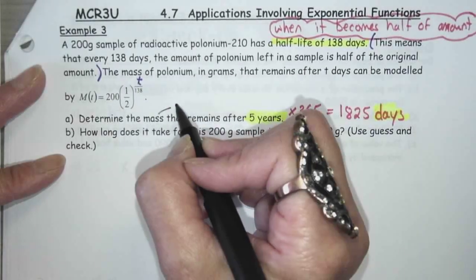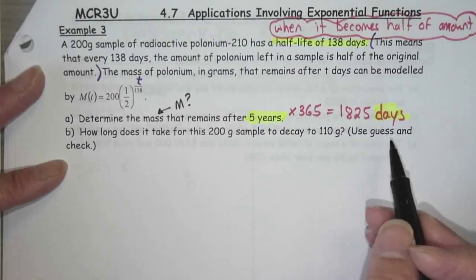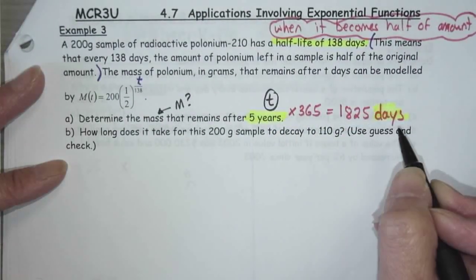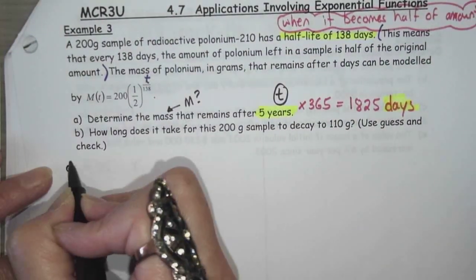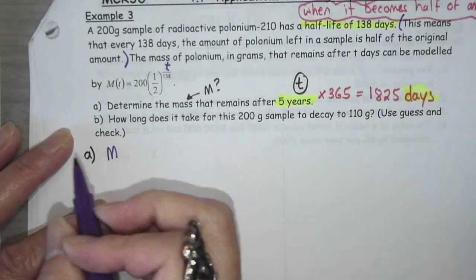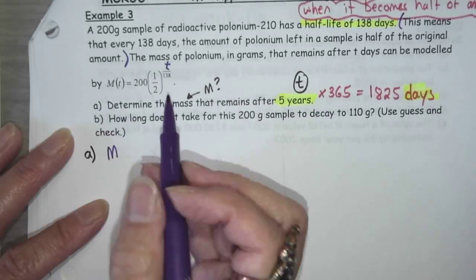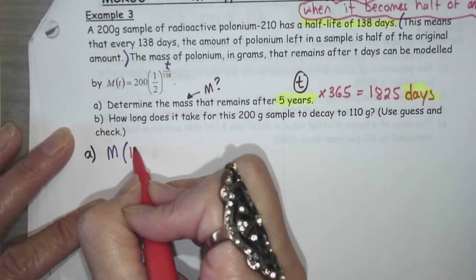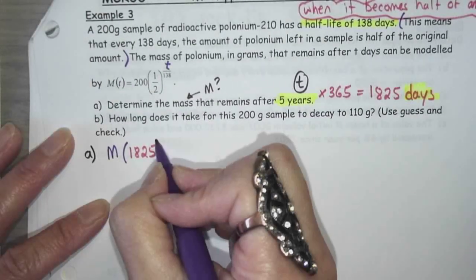Determine the mass. So we're looking for M, after 5 years. And we're subbing this in for my time. So this is my T. Make sense? All right, so then we just have to put it into the formula. So for M, if you want to write the formula again, you can, but you don't have to because it's right there. So I'm going to plug in 1825.